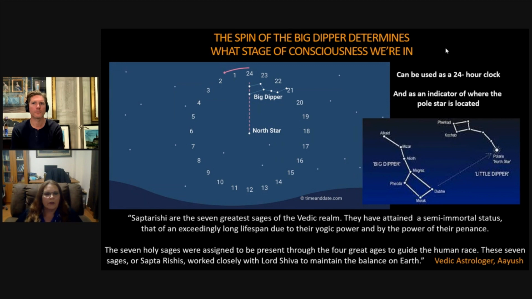And from this Vedic astrologer, Saptarishi are the seven greatest sages of the Vedic realm. They have attained a semi-immortal status, that of exceedingly long lifespan, due to their yogic power and by the power of their penance. The seven holy sages were assigned to be present through the four great ages to guide the human race. This is important. The seven sages, or Saptarishis, worked closely with Lord Shiva to maintain the balance on Earth.